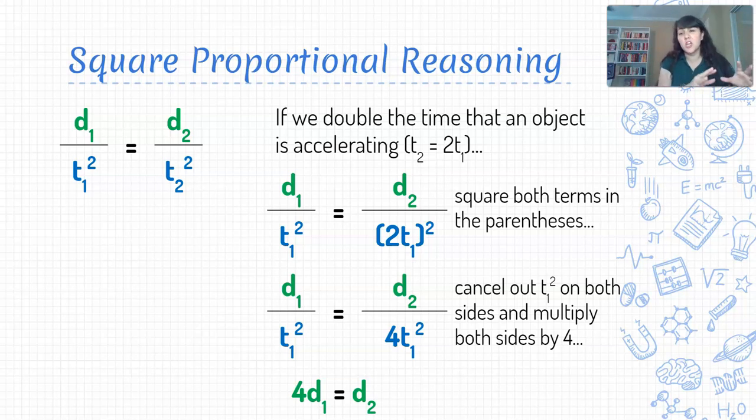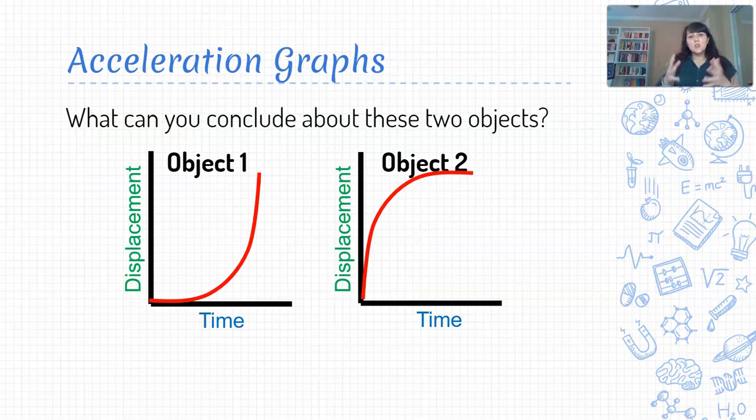Okay, and so that's where we can see that whatever factor our time changes by, the displacement is going to change by that factor squared by virtue of this relationship here. Okay, so we double the time, we quadruple the displacement, we triple the time, we nonuple the displacement, and so on and so forth. All right, so let's consider those acceleration graphs a little bit more. What can we conclude about these two objects?